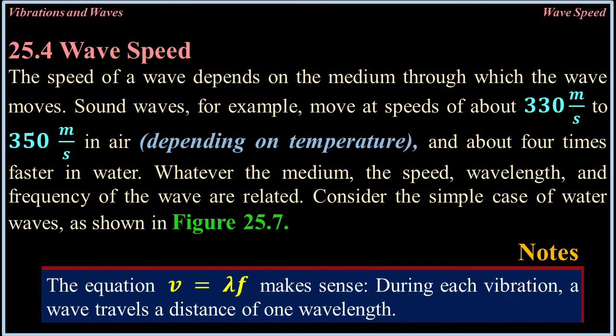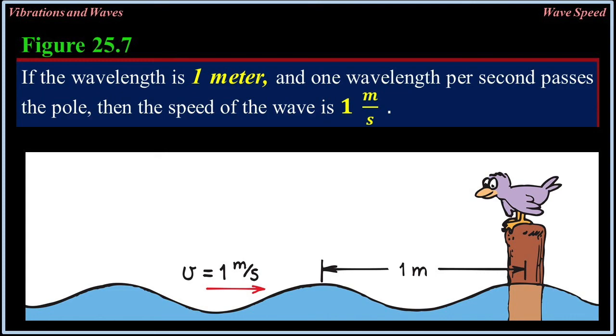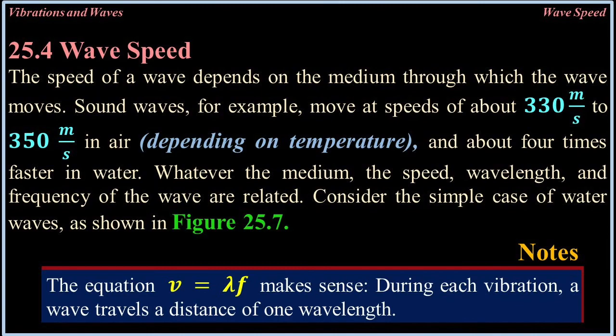25.4. Wave speed. The speed of waves depends on the medium through which the wave moves. Sound waves, for example, move at a speed of 330 meters per second to 350 meters per second in air, depending on temperature, and about 4 times faster in water. Whatever the medium, the speed, wavelength, and frequency of the wave are related. Consider the simple case of water waves as shown in figure 25.7. Notes: the equation v equals lambda f makes sense. During each vibration, a wave travels a distance of one wavelength.